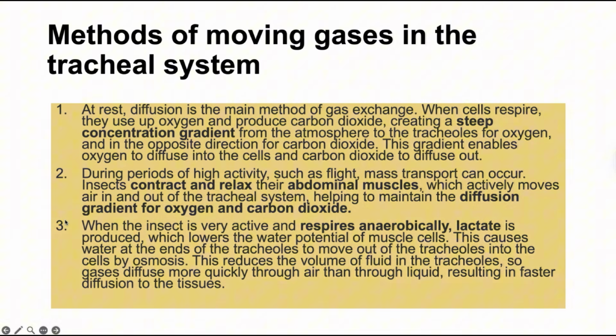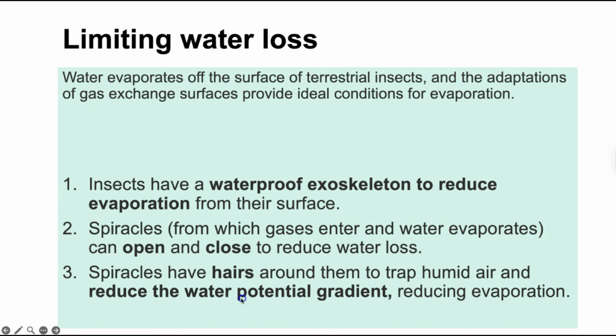Finally, when the insect is very active, so they might be flying, they will end up respiring anaerobically. And lactate or lactic acid is produced during anaerobic respiration. And when that dissolves in the cells, it's going to lower the water potential of those muscle cells. And this causes water, which is naturally present in the very tips of the tracheoles, to move into the cells from the tracheoles by osmosis. And because water has now left the tracheoles and gone into the cells, there is now an empty space to be filled with air in the tracheoles. And that is going to cause gases to move more quickly into the tracheoles.